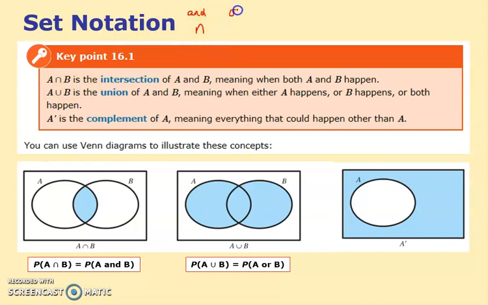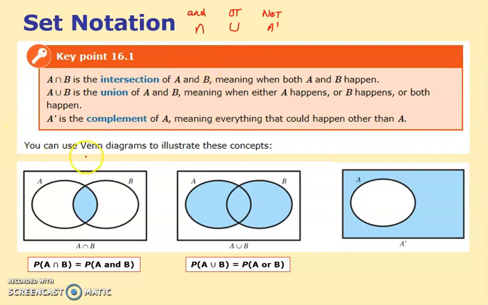The symbol for or is like the union symbol, a big U. Obviously it doesn't look like an O or an R, but it's the opposite one. And the other one I want you to highlight, which you may not have seen before, though you probably have, is A complement, which is basically not. So if A is not going to happen, we write A dash, not A. A complement is the easiest way of describing it.